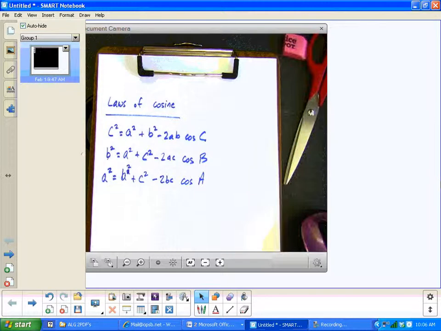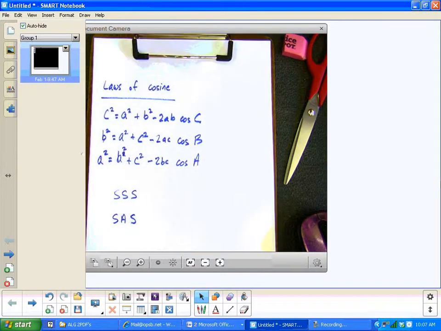Now, when I use laws of cosine here, I'm going to use them for these two cases: side, side, side, which is the easiest to spot, or side, angle, side. And so again, that's one of the things that you're going to have to know about laws of sine and cosine. When do I use laws of sine, and when do I use laws of cosine? I got to know which ones to use.